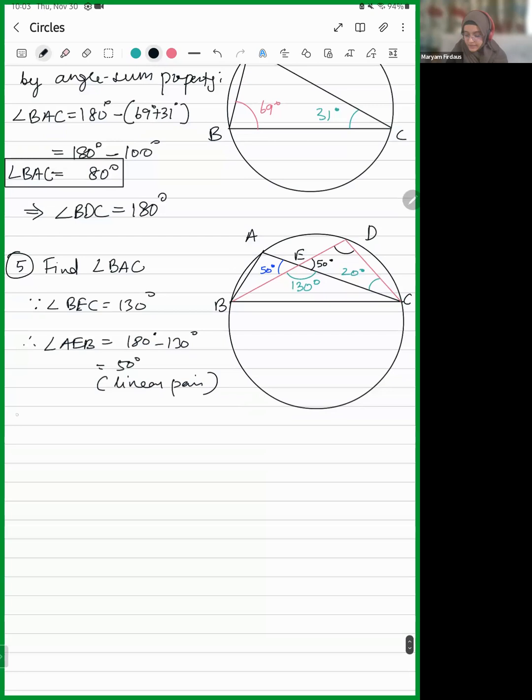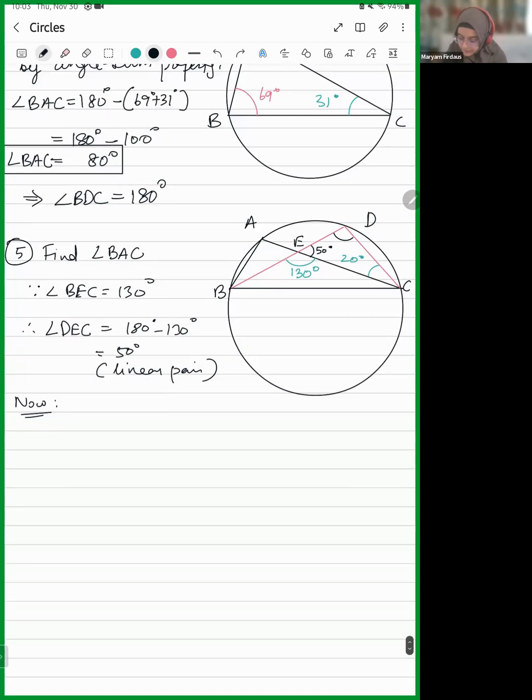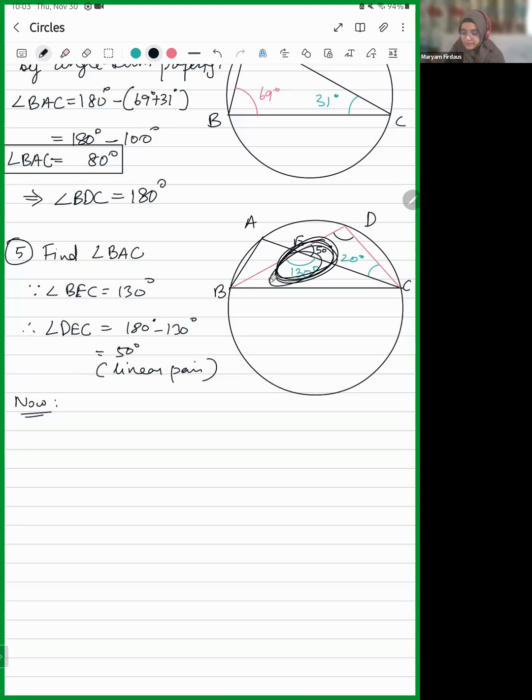The next step: we didn't actually need this. Instead of saying angle AEB, you can say angle DEC. Angle DEC is going to be 50 because it is a linear pair with angle 130. So we can find angle D from here in triangle EDC.